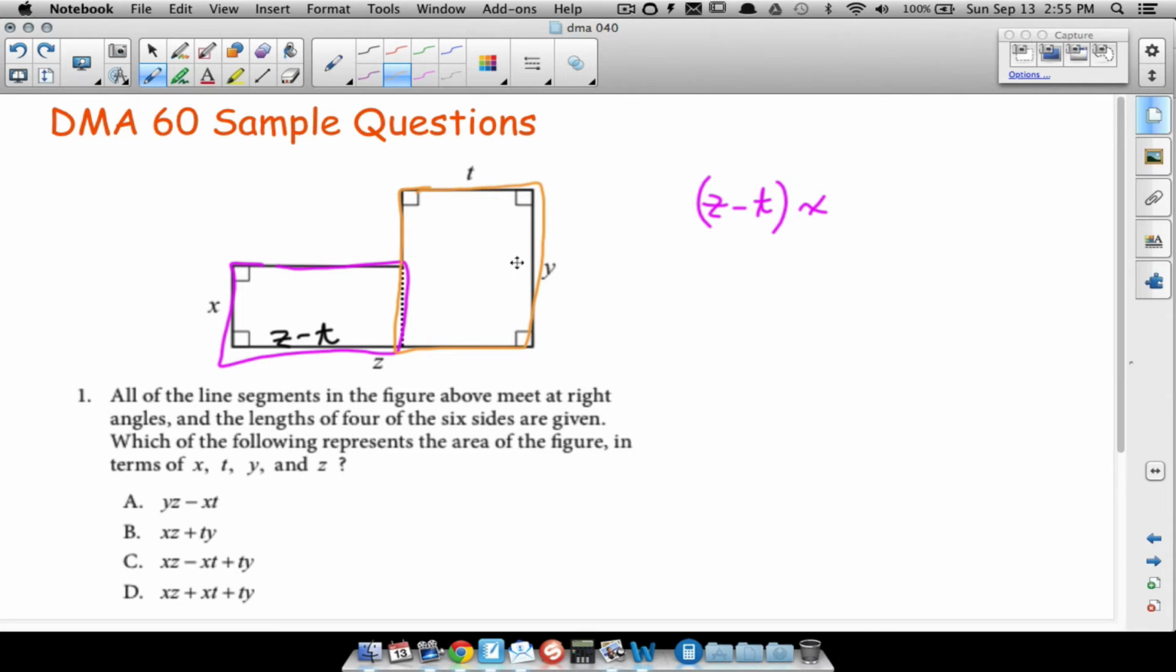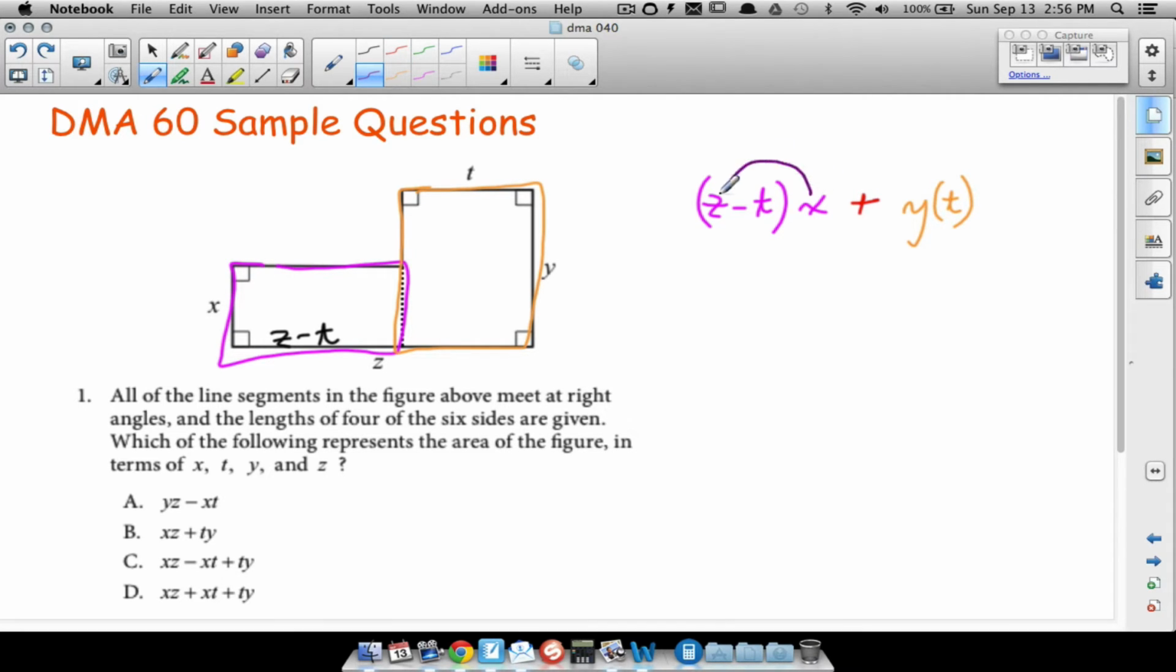Well, let's do length and width, or base times height. We would multiply y, that's that whole side here, which is the same as this over here. So we got y times t. So these are the areas of the 2 separate rectangles, and we want to add these 2 areas together. Once we find this area and this area, when we add these together, we get the area of the whole figure.